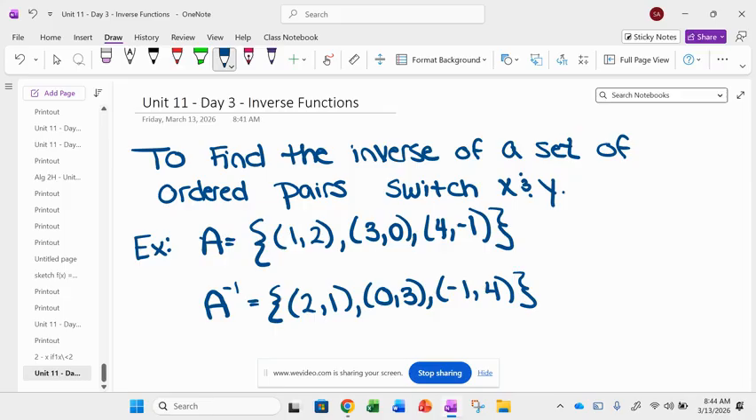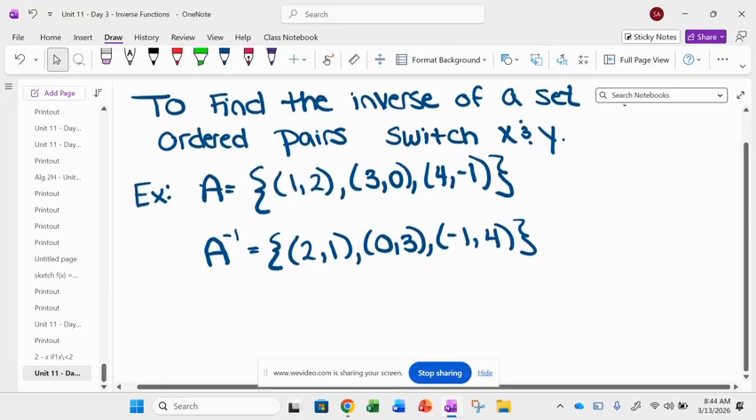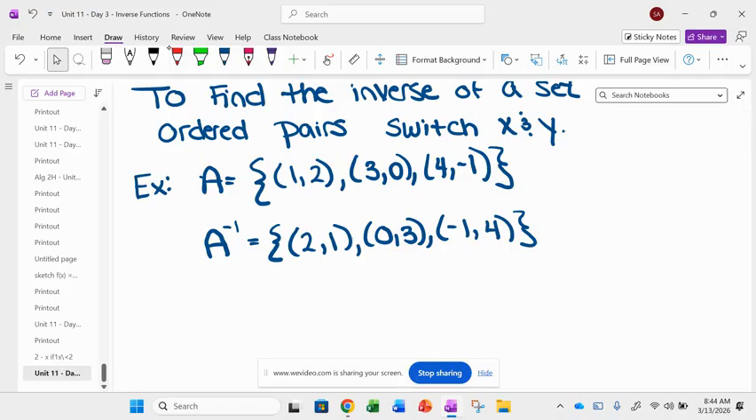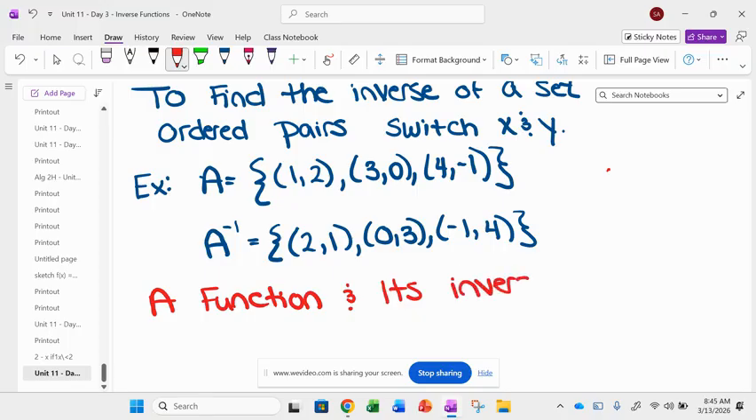So now what happens when we find an inverse is that the domain of our original becomes the range of our inverse, and the range of the original becomes the domain of the inverse. And this idea of switching our domain and range is going to be huge for us moving forward. So let's write this out. A function and its inverse switch domain and range.